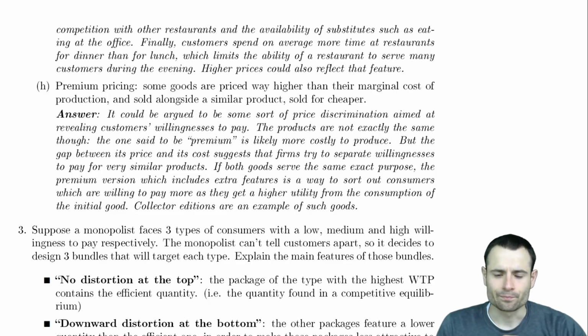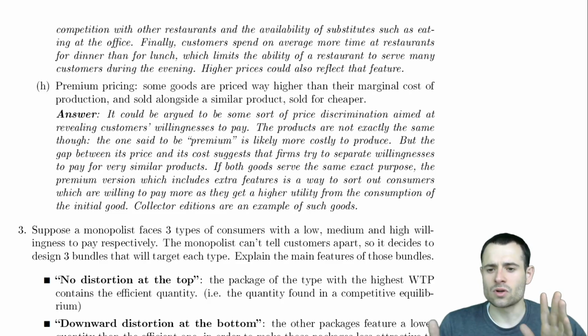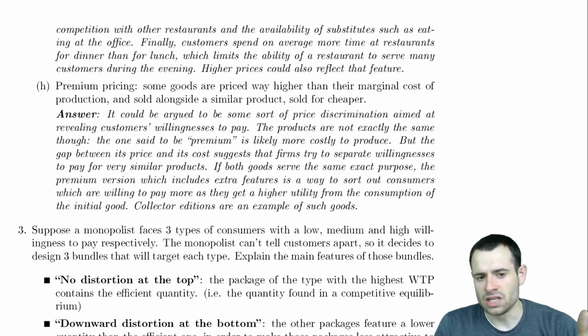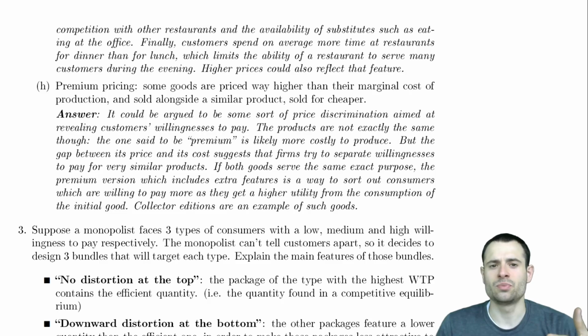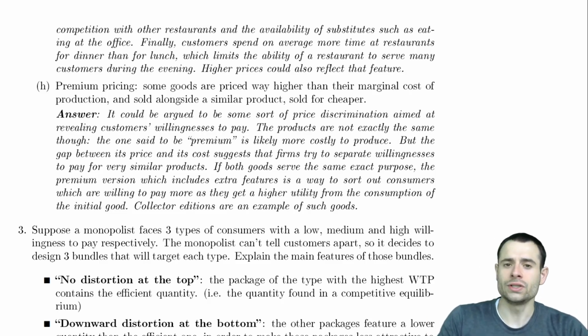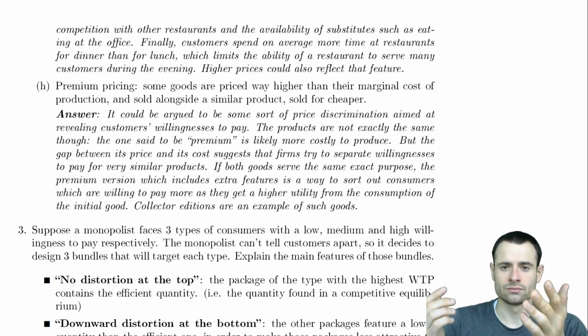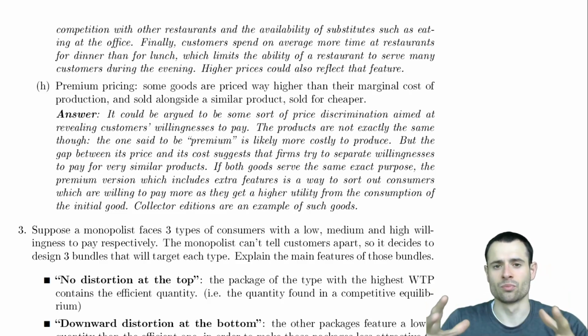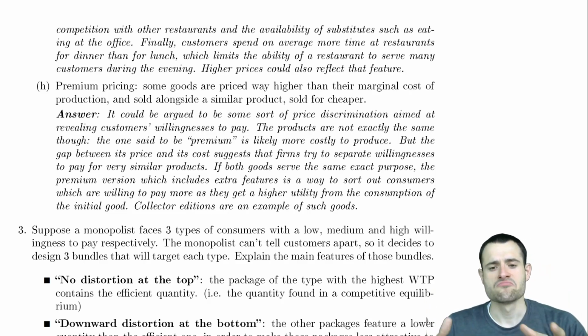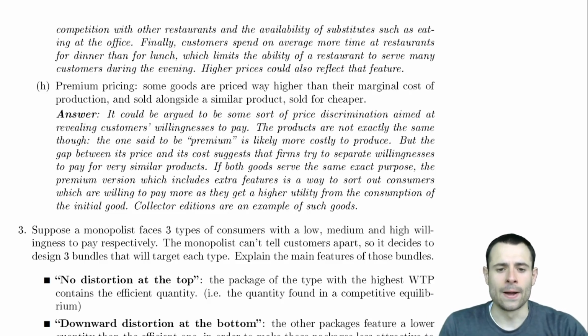Premium pricing. Some goods are priced way higher than their marginal cost of production, and they are sold alongside a similar product, which is usually sold for cheaper. It could be some sort of price discrimination, maybe indirect, to reveal the customer's willingness to pay. You can either buy a good or the premium version of it. It could be contained in a nicer box, it could contain extra features, but overall both goods would have the same purpose.